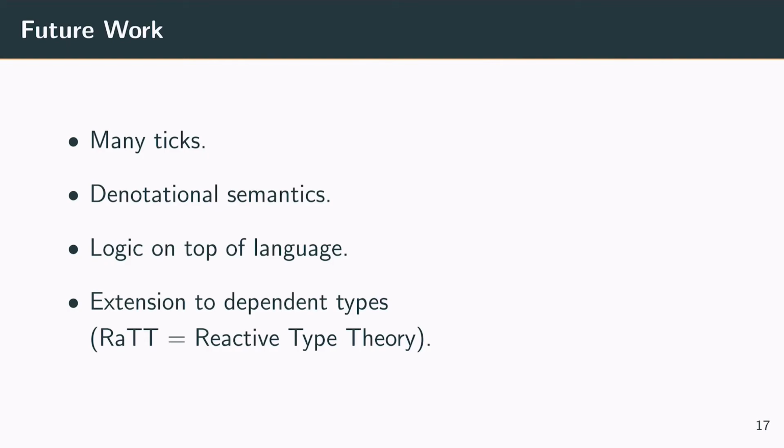So this was sort of the goal of this entire line of work. So that's also where the name RaTT comes from. So the goal is to build a reactive type theory in the end.